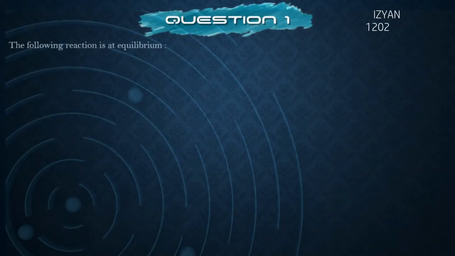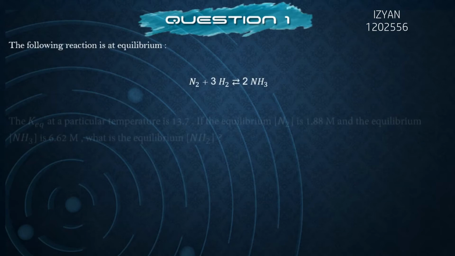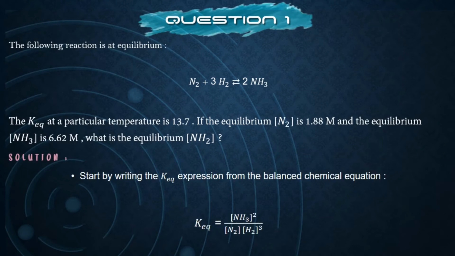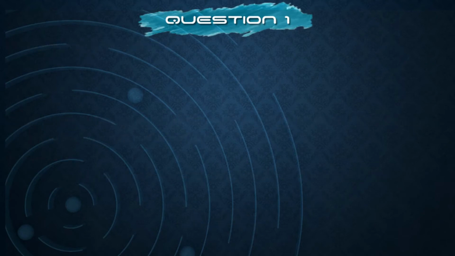This is one example that will show you how to rearrange with powers and roots. Let's start by writing the Keq equation from the balanced chemical equation that is given to us. The question asks us to find the concentration of H2, so now we have to make H2 the subject in this equation. Let's start by multiplying both sides by H2 cubed.